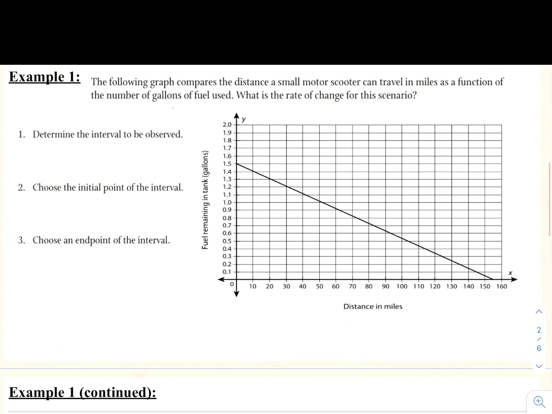Example 1, the following graph compares the distance a small motor scooter can travel in miles as a function of the number of gallons of fuel used. What is the rate of change for this scenario? Looking at our steps here, these are the same steps that we just went through. Step 1, we're going to determine the interval to be observed. Looking at this graph, we can see that this is a straight line, letting us know that this is linear.